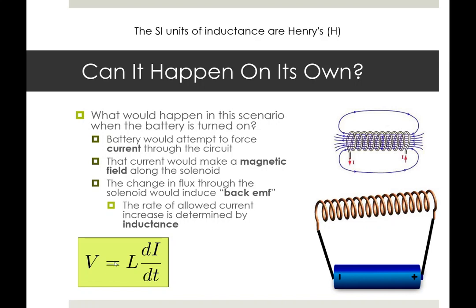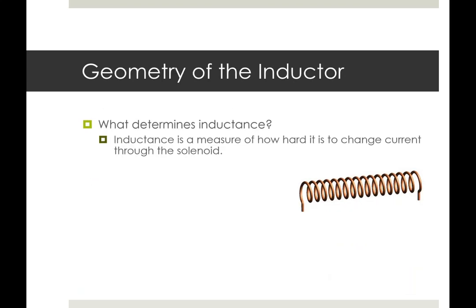The units for inductance, if you convert voltage on one side and amps per second on the other, are what we combine to be henries. So what determines inductance? If we think of it from that ratio as a purely conceptual object, we think of it as a measure of how hard it is to change the current through some solenoid or through some bit of circuitry. Just like we could think of resistance as a measure of how hard it is to put current through something. This is a measure of how hard it is to change current through something.